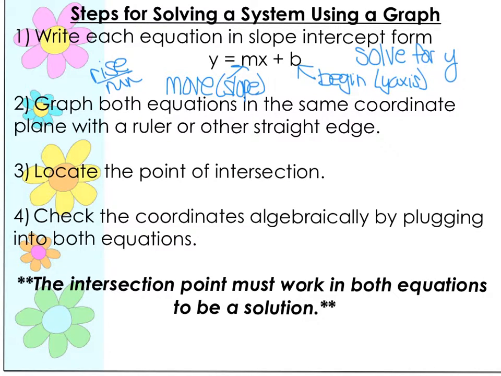Then we're just going to locate the point of intersection, and you're going to tell me that as an ordered pair. Remember, ordered pairs are always written as x comma y. Then it's always a good thing because you can always check your solutions. I'm not going to require that you do this step, but we are going to practice it today: you can check the coordinates, the ordered pair, by plugging them into both equations. As long as it works in both equations, it's automatically a solution. And that's what I have bolded down here. Again, that intersection point must work in both of them in order for it to be a solution.